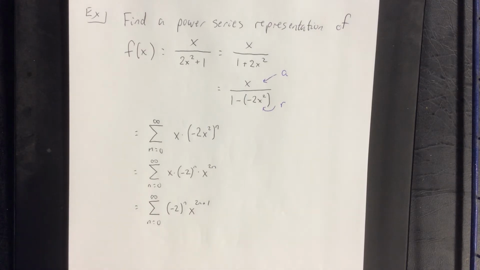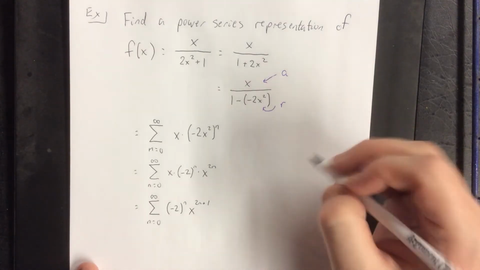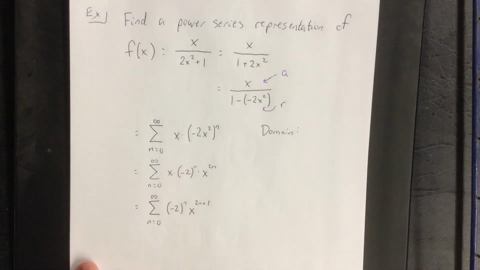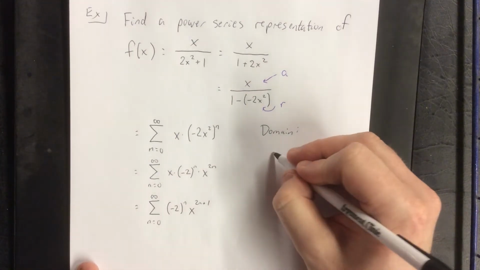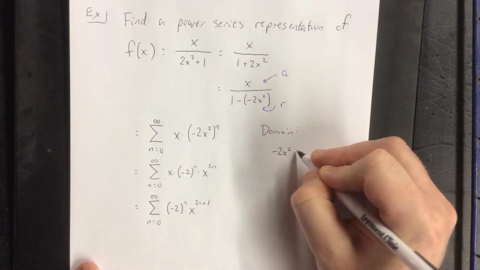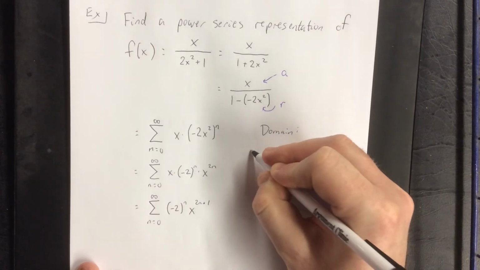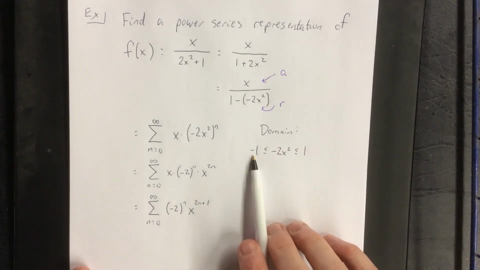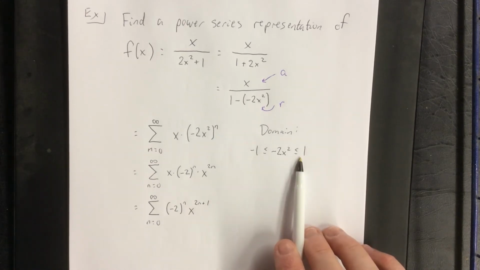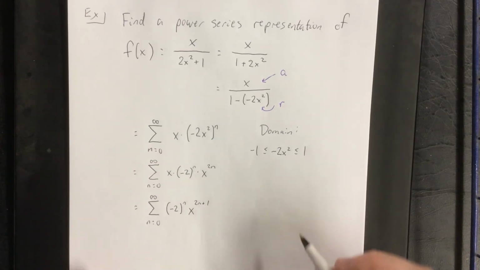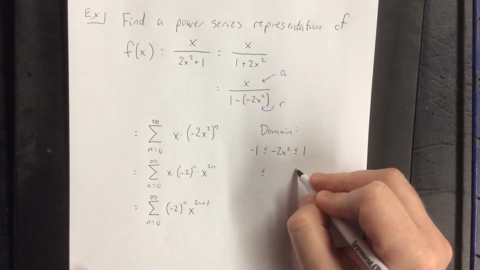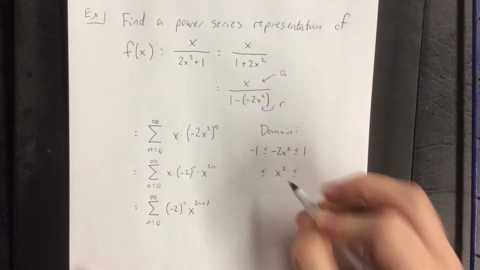Now we should probably figure out the interval of convergence as well. Our common ratio was this. The interval of convergence will give us the domain of our power series representation. So we would need that negative 2x squared is in between negative 1 and positive 1. However, saying that it's greater than or equal to negative 1 and less than or equal to positive 1, why don't we just go ahead and divide through by negative 2 first, and then I'll describe what's going on. So dividing through by negative 2 will give us x squared in the middle.